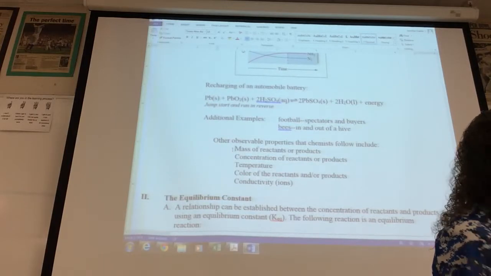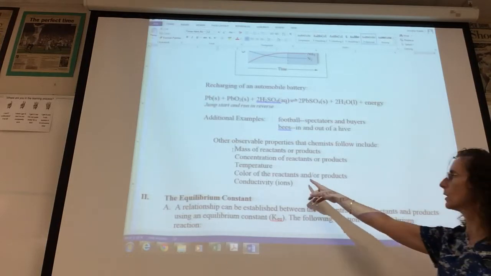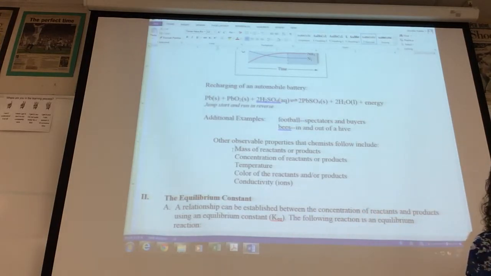We typically look at concentration, but you can look at masses of reactants or products. You can look at temperature. You can look at color, conductivity, and we are going to do a colorimetric type assay in our next lab where your reactant is pink and when you generate product, it's blue. And the colorimetric assays, although not quantitative, they're qualitative, they're really nice because you know whether the forward or reverse reaction is favored based on the color that you see.